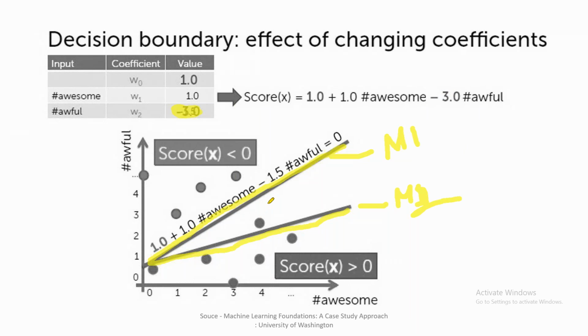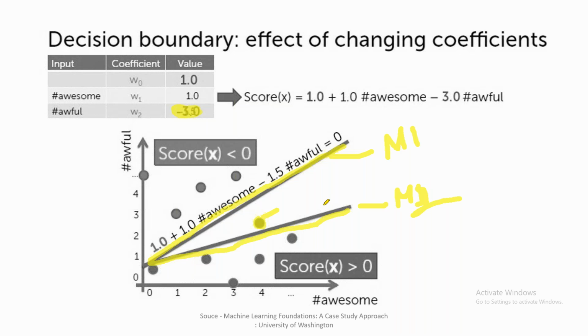Now, what do you think? Which particular classifier is better as per you? M1 or M2? Majority of you are saying M1, and you are absolutely correct. M1 is the better classifier, because say this particular point is a positive sentiment word, and M1 is correctly able to predict this as positive.